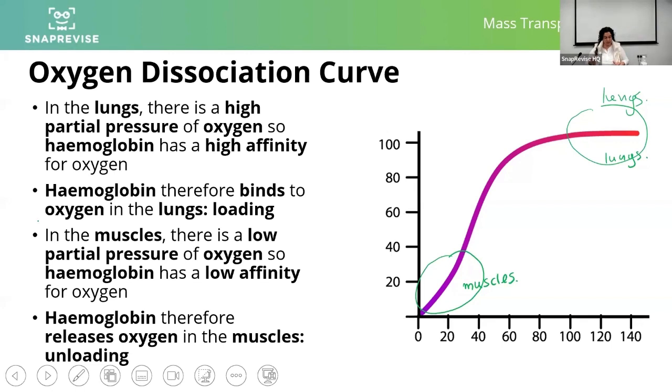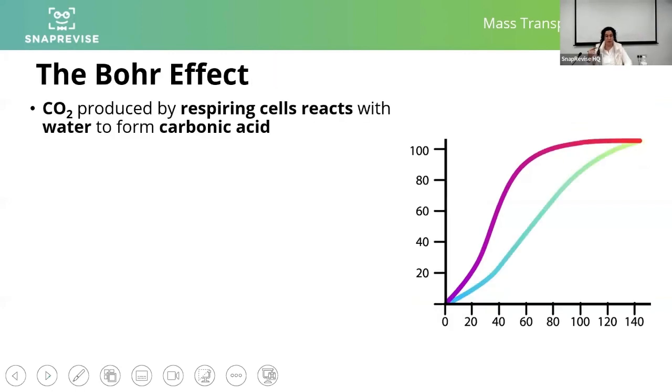Let's now look at a particular variation of this curve, which is called the Bohr effect or the Bohr shift. And it describes what happens. Rather, it explains to us why there is this different affinity that hemoglobin has for oxygen at different conditions, at different partial pressures of oxygen.